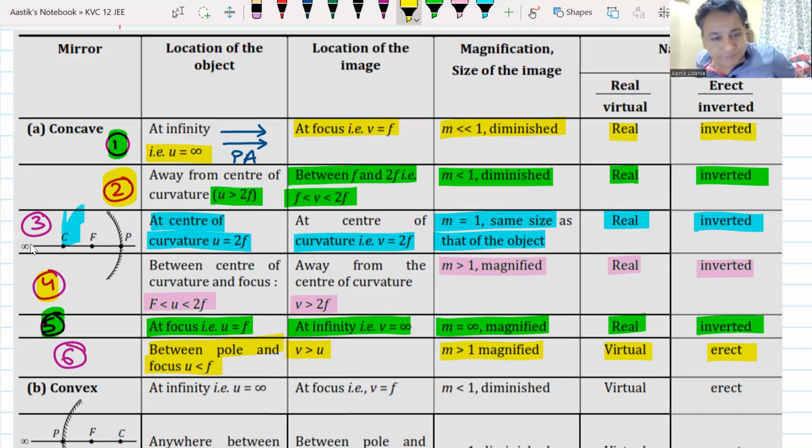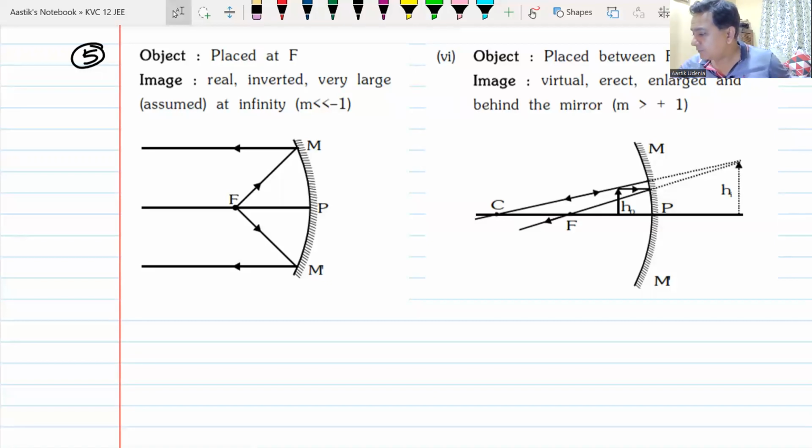Everyone noted this? Shall I move ahead, sir? Yes, sir. Again, a simple diagram. Object is here between the focus and the pole, and the image is here on the other side, virtual image.